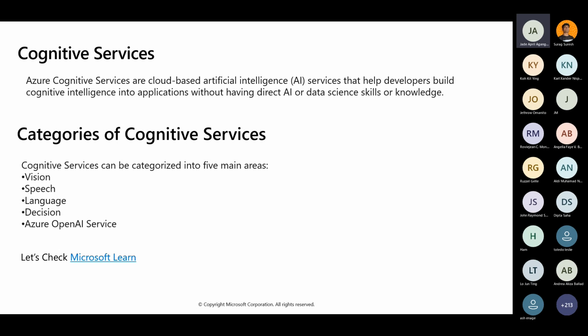All right. So we have the categories under the cognitive services. It was mentioned a while ago. So the cognitive services is categorized into five main areas. We have vision, speech, language, decision, and Azure OpenAI Service. Now, for us to be able to understand this, we're going to Microsoft Learn. Let me just guide you through there.